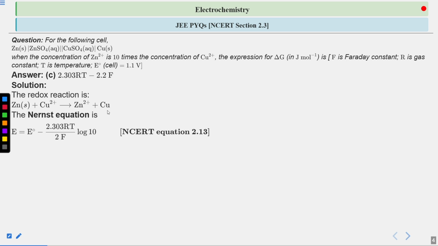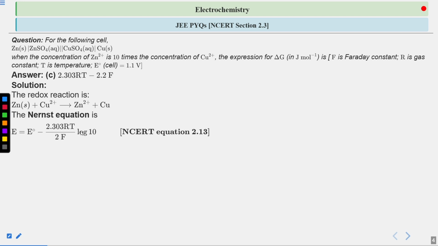Log 10 is basically because the concentrations are already given, that the concentration of zinc 2 positive is 10 times the concentration of copper 2 positive. Here we have written log of product by reactant. Product is zinc 2 positive and reactant is copper 2 positive, because zinc and copper in the neutral form are in solid form, so we don't take the solid reactant or product in this Nernst equation. We only consider the aqueous, liquid or gaseous ions or atoms from the reaction. So only the ions, which are zinc 2 positive and copper 2 positive. So product upon reactant means zinc 2 positive upon copper 2 positive.